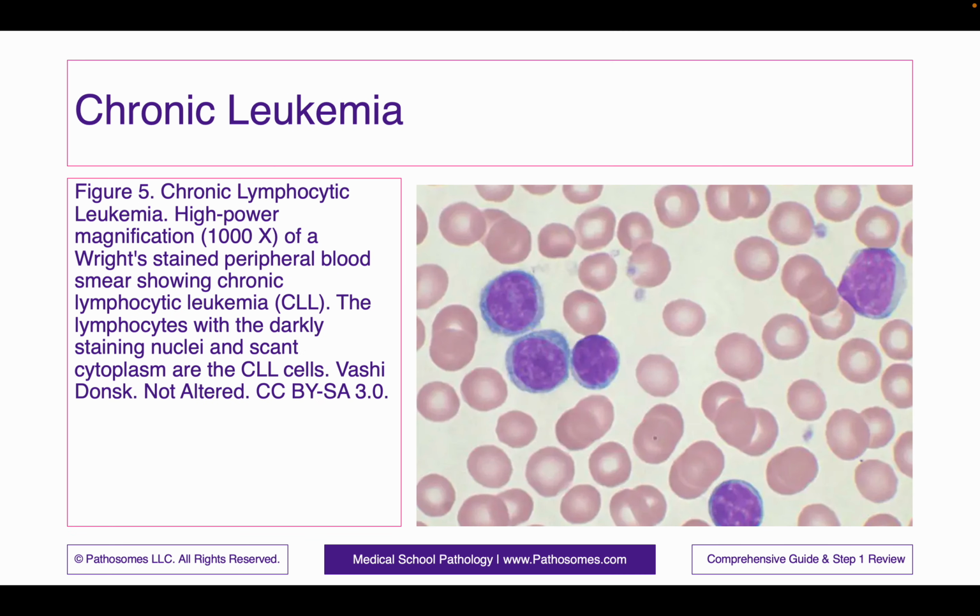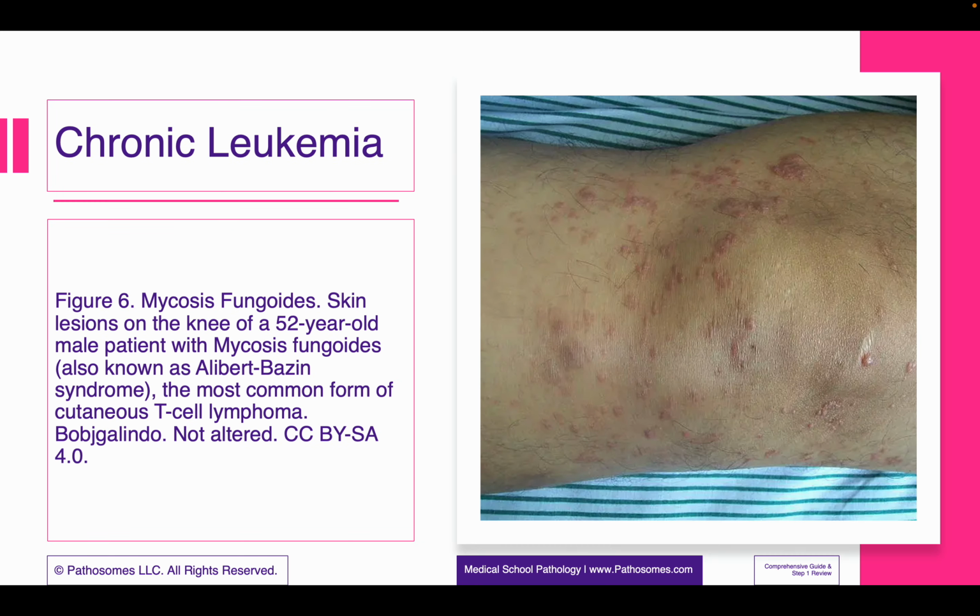Here's another image of chronic lymphocytic leukemia. You see these mature lymphocytic cells with somewhat of a scant cytoplasm and large nuclei. And this again, for the dermatologists, and for everyone basically, is mycosis fungoides. Note the skin lesions on the knee of this 42-year-old male patient with MF.